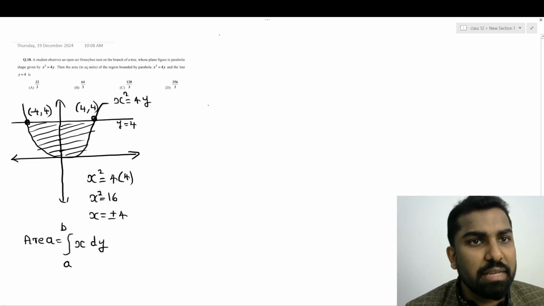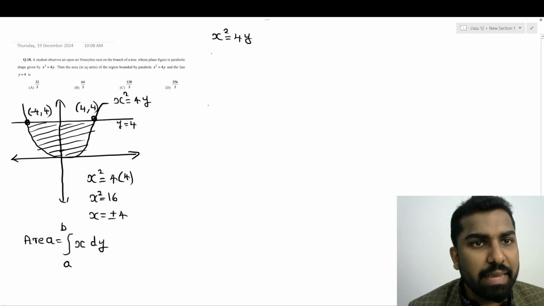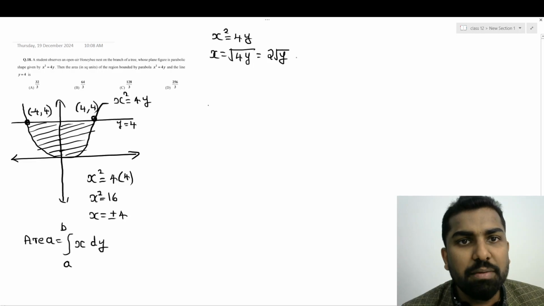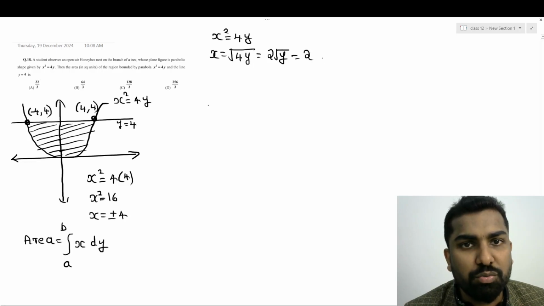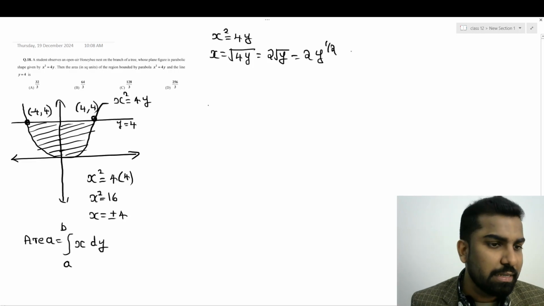So x square is equal to 4y, as we know. That means x will be equal to root of 4y. So root of 4y means root of 4 means 2. So this will become nothing but 2 root y. Okay. So 2 root y means this can be written as 2 into y to the power 1 by 2. There is no doubt in that.